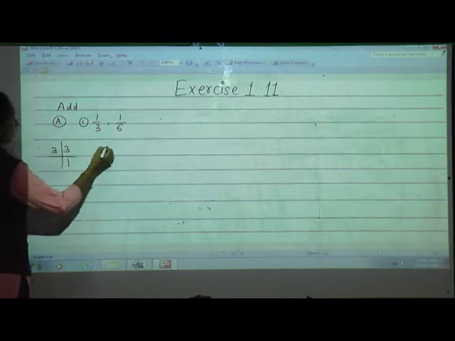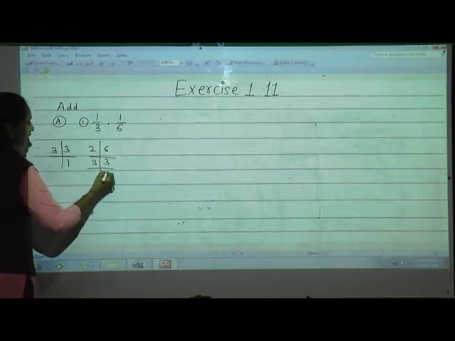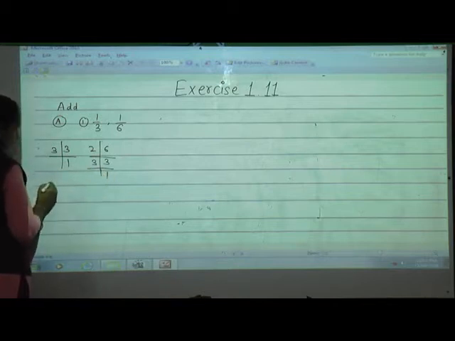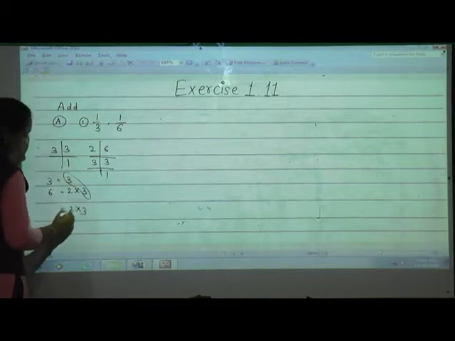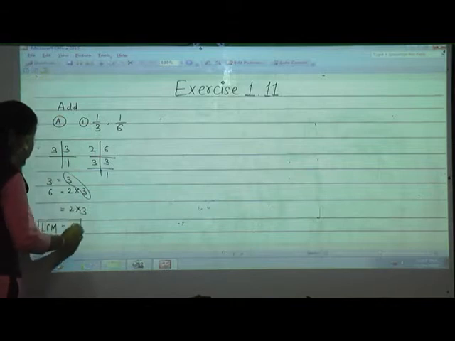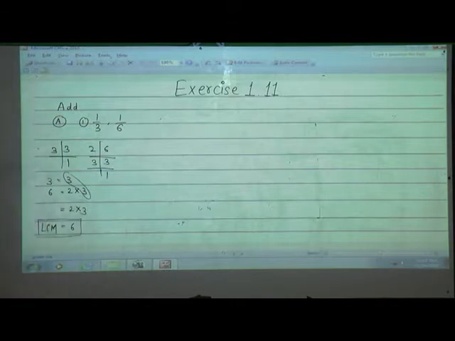3 ones are 3. Now 6. 2 threes are 6. 3 ones are 3. Isn't it? What are the multiples of 3? Only 3. 6 is 2 multiplied by 3. Now common is 3, so we will take it only once. 3 twos are 6. What is the LCM of 3 and 6? It is 6 only, isn't it?